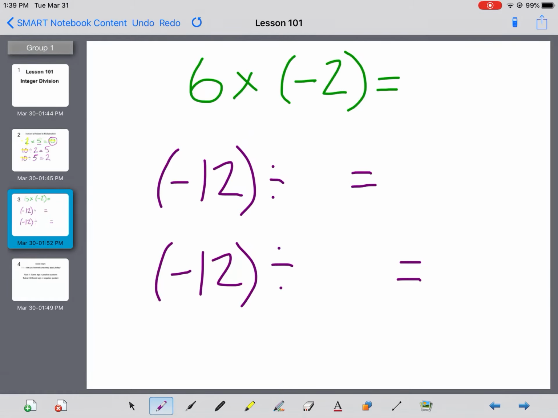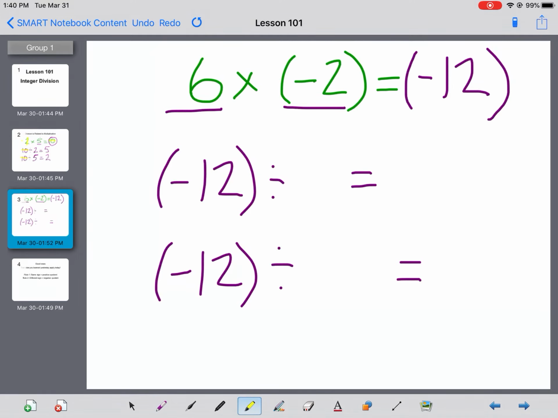So up at the top here in the green, I have a multiplication question, just like the ones that you did yesterday in lesson 100, 6 times a negative 2. Now just like you did yesterday, you should think to yourself, what's 6 times 2? That's 12. And then because we have different signs, a positive number being multiplied by a negative number, you should remember that the rule is that your answer should be negative. Different signs means a negative result.